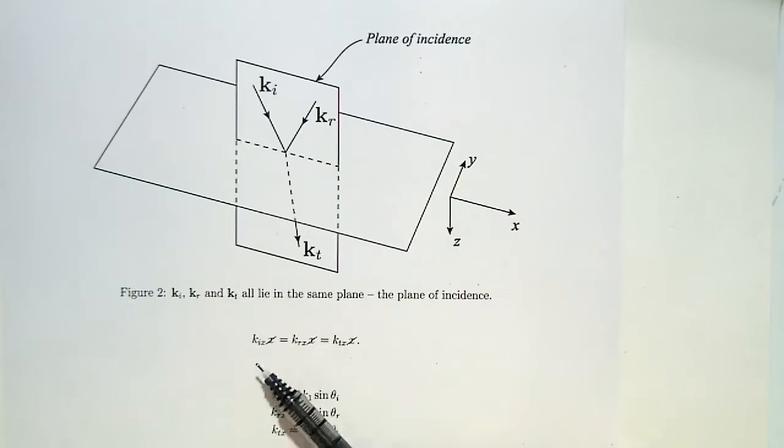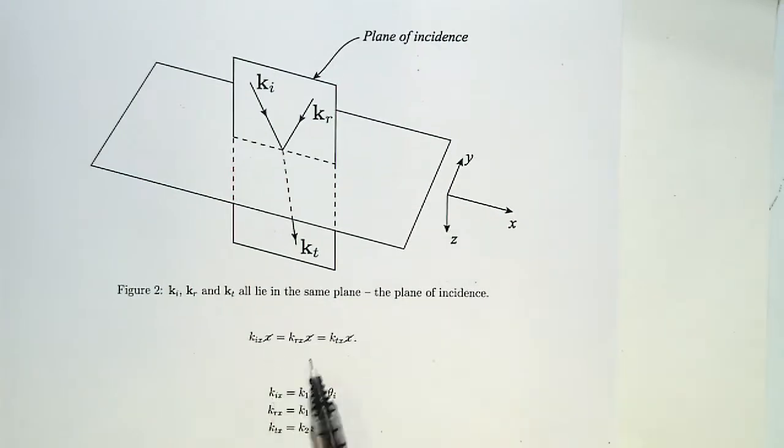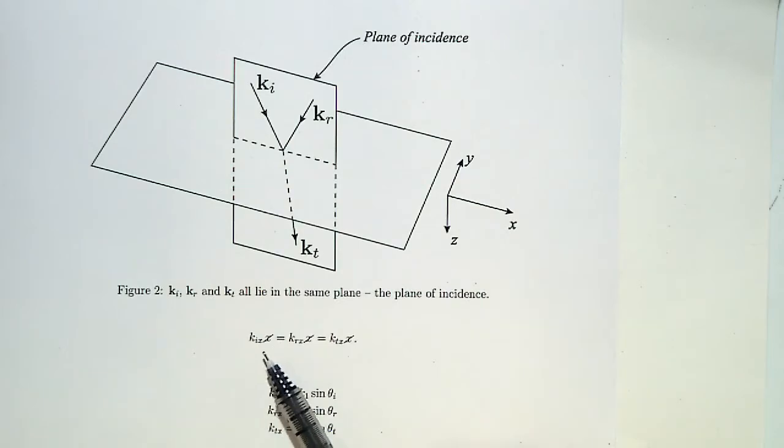Remember that these are the x components of the number of waves that have elapsed or have been accumulated between x equals 0 and whatever value of x I happen to have along this boundary. Okay? Right.